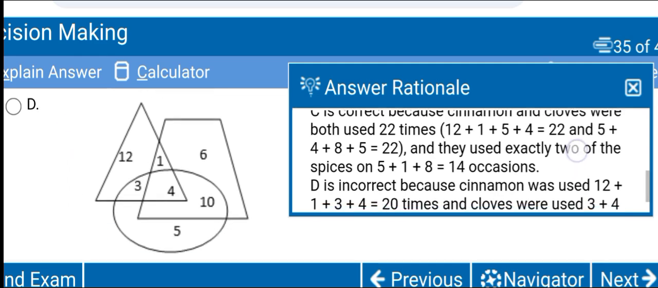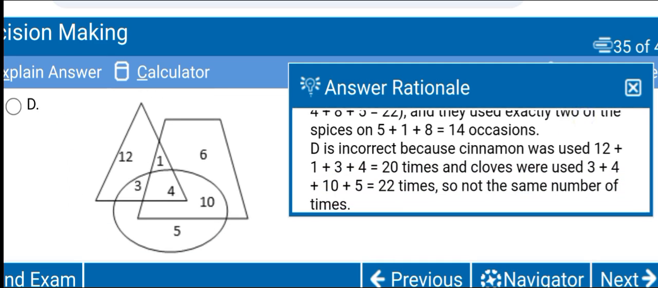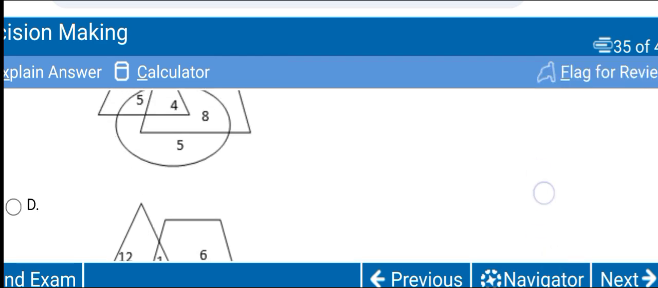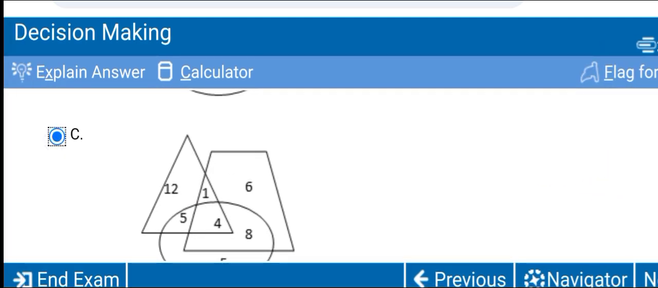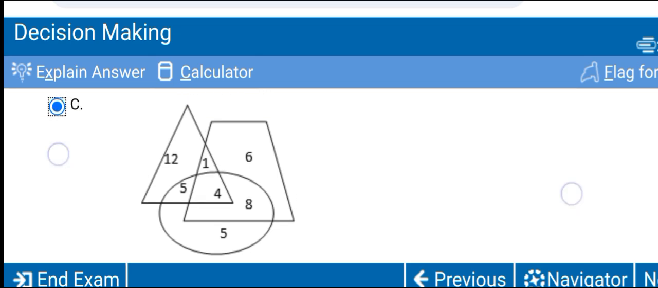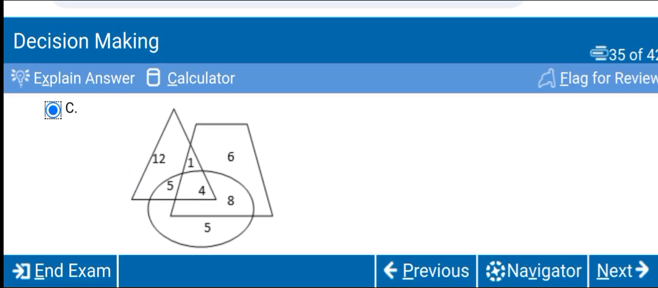D is incorrect because cinnamon was used 12 plus 1 plus 3 plus 4 equals 20 times, and cloves were used 3 plus 4 plus 10 plus 5 equals 22 times. So note the same number of times. That's why option D is the incorrect option, and here option C is the correct option. That's how it represented the data that is given above.